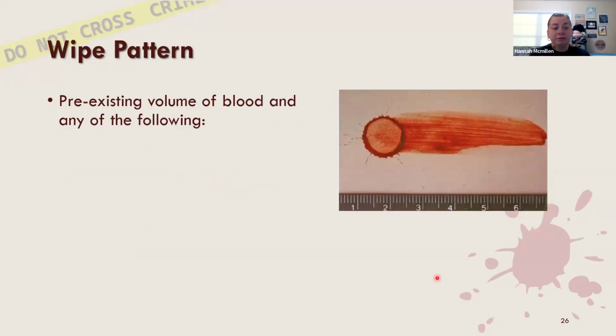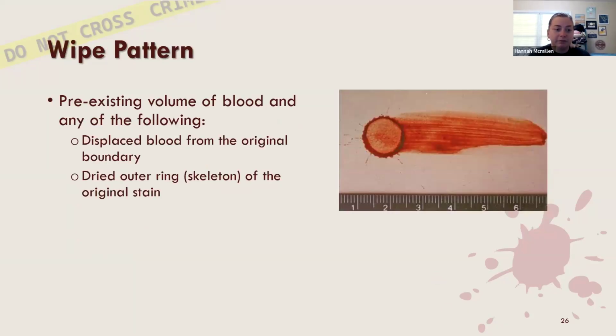as opposed to a wipe pattern where there is a pre-existing volume of blood and any of the following: displaced blood from the original boundary, the dried outer rings or skeleton of the original stain, and feathering, striations, and diminished volume. So again, pre-existing is a wipe pattern. So you can see that there is that dried outer ring or that skeleton of the original stain, because typically the first thing to dry in a blood stain is going to be the ring, and anything else that's smaller, because it's going to start pooling and coming together in the center, which is why it's still wet in the center and why it can be wiped. So then you'll see the feathering and the striations and the diminished volume as you pull that blood across a surface.